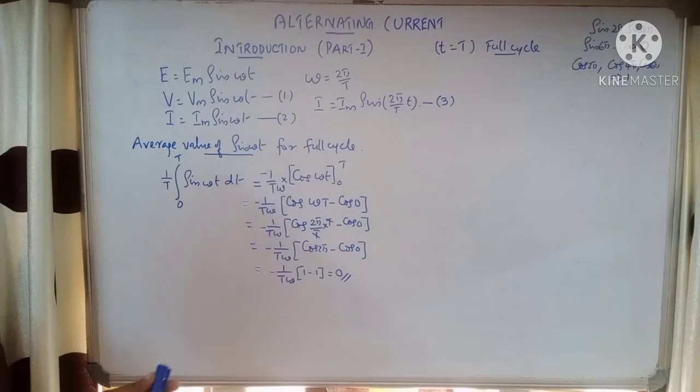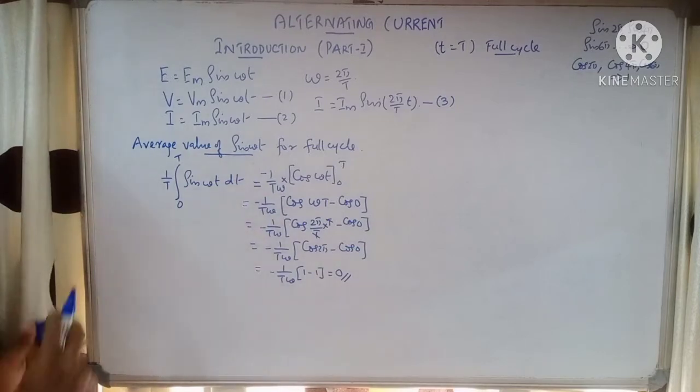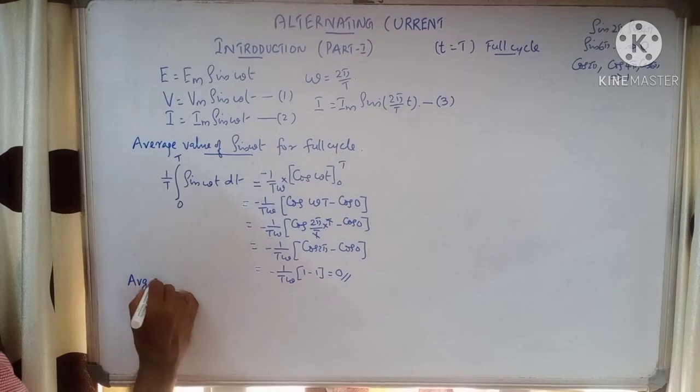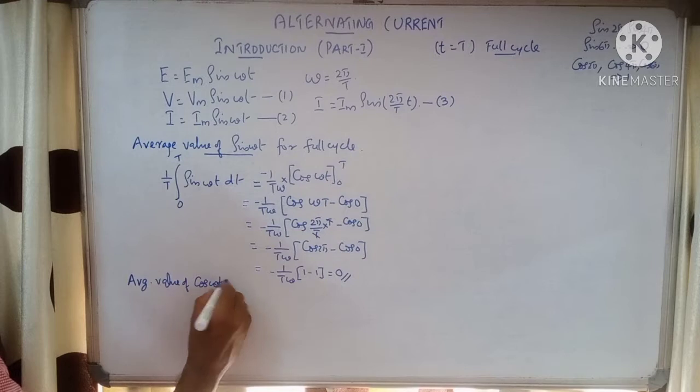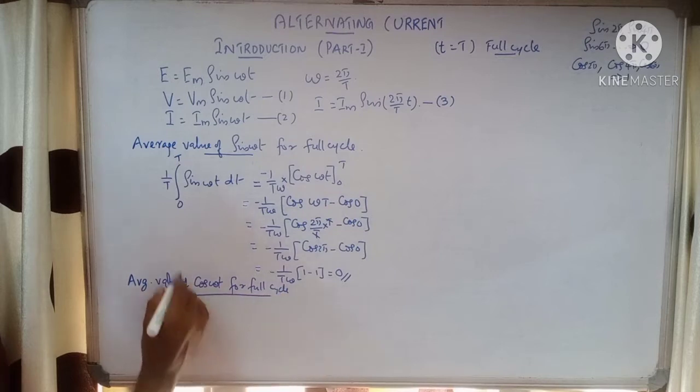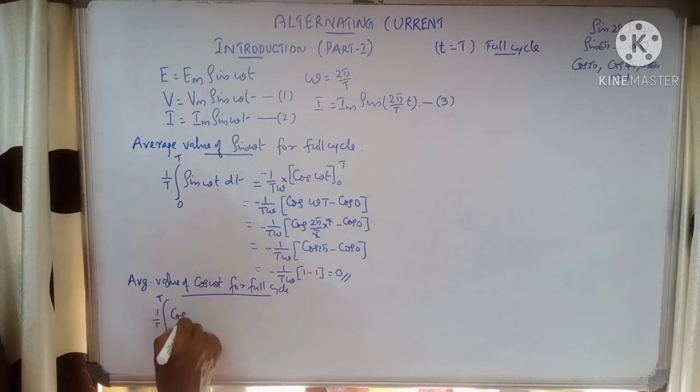Okay. Similarly, we will find the average value of cos omega t. In the same manner we will do it for a full cycle. You can see it for cos. So the same expression we have: 1 by T integral 0 to T cos omega t dt. We are going to integrate this, so we need to integrate cos omega t.